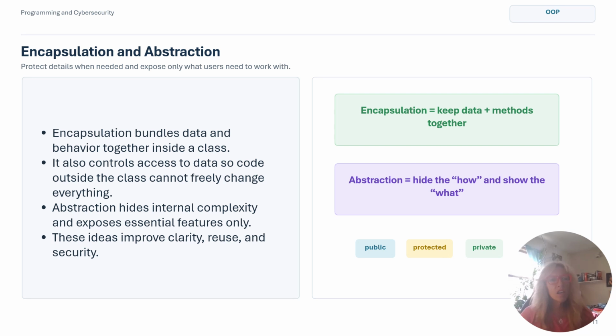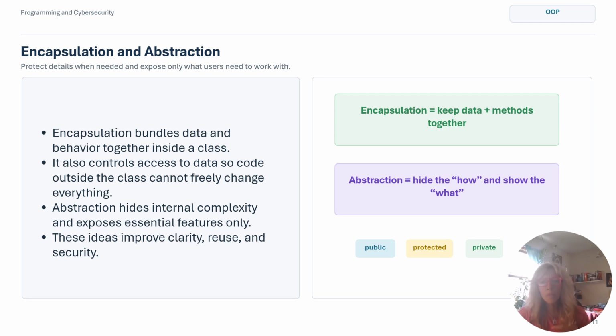This slide explains encapsulation and abstraction, which are two of the big ideas in OOP. Again, encapsulation means keeping data and the methods that work with that data together inside one class. So it means we package related information and behavior together. It also helps control access, so code outside the class cannot just change everything however it wants to. And that helps protect the data and keeps the program more organized.